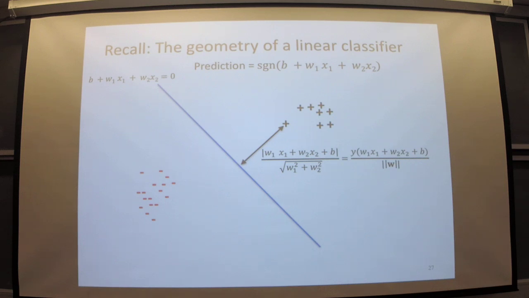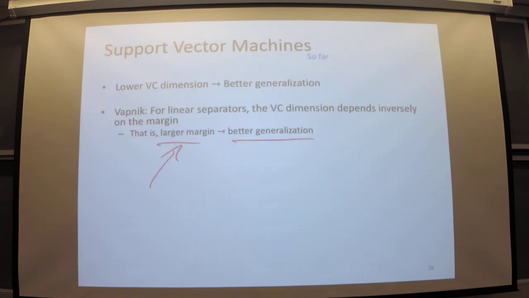Yes? Just a quick question. On the previous slide, you said that lowering the VC dimension or increasing the margin lowers the VC dimension. That doesn't really click with me. I don't understand how those two are related. Which one? The first one or the second one? Didn't you say lowering the VC or increasing the margin lowers the VC dimension?